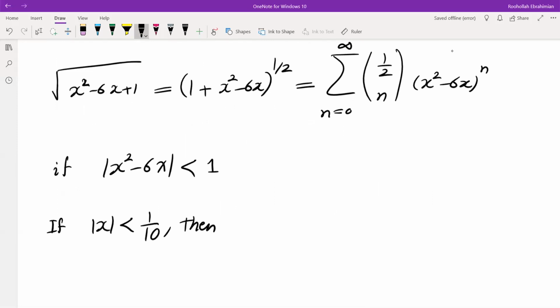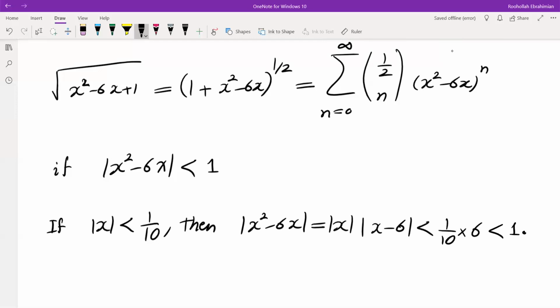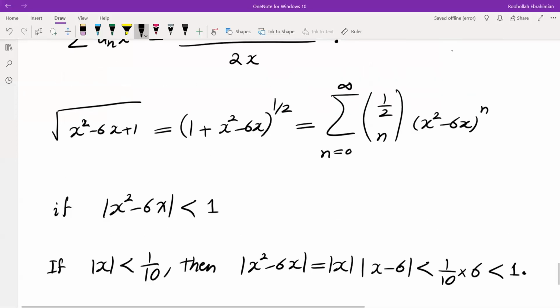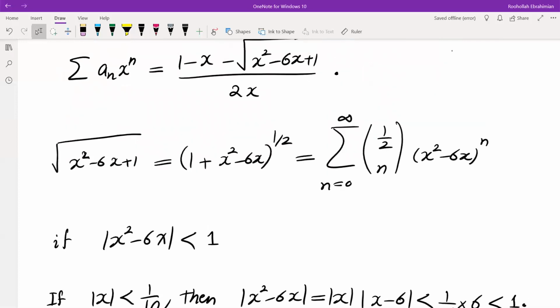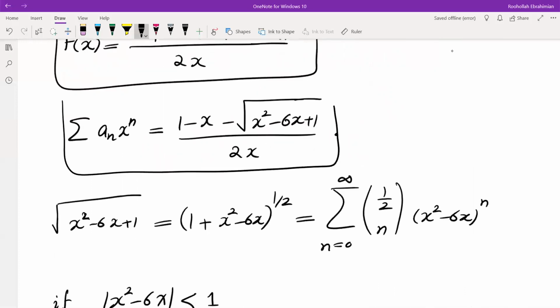I don't really care about how small the interval is. Then x squared minus 6x, which is absolute value of x times absolute value of x minus 6, is going to be less than 1/10 times something less than 6, which is less than 1. So anything between -1 and 1 gives you a convergent power series here, and this equality does hold. So over that interval, we can in fact show that our sequence satisfies this equality. In other words, this is in fact a generating function for us.